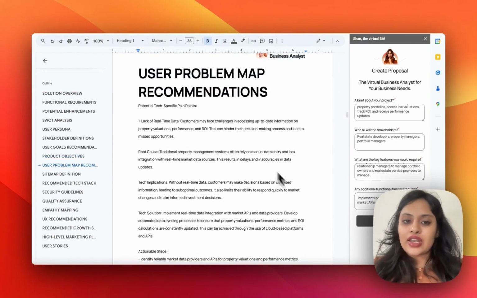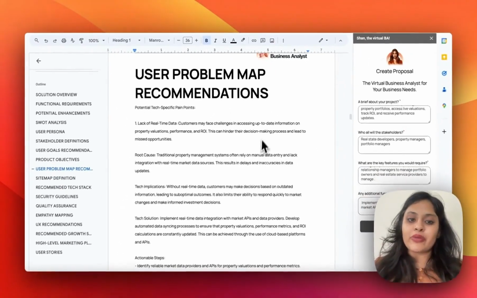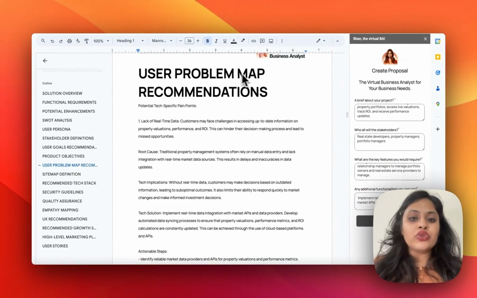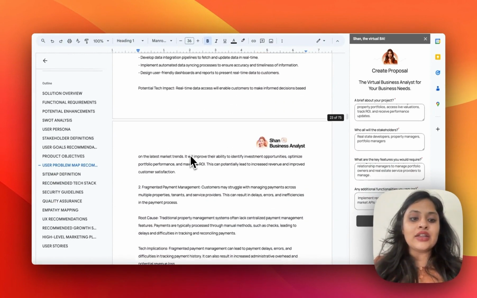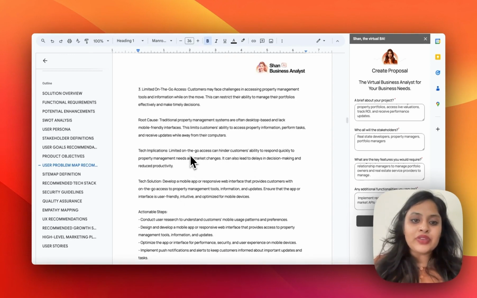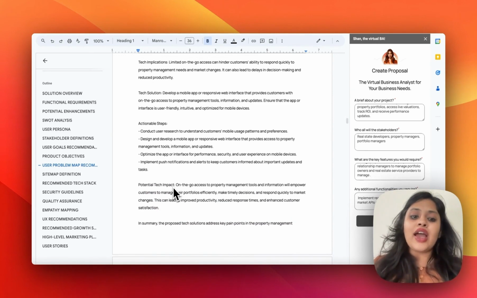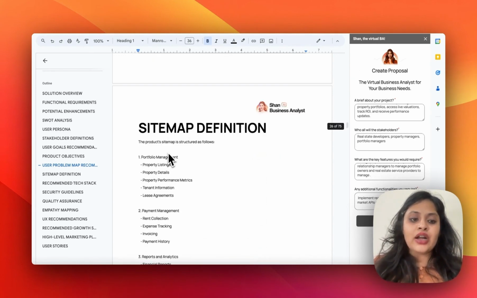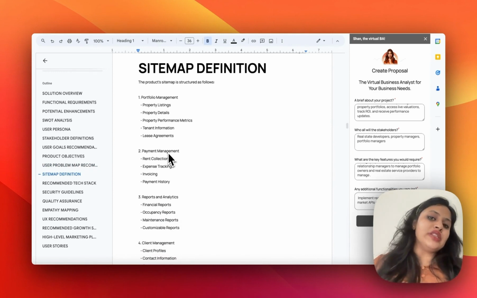It then goes ahead and talks about user problem map recommendation. So based on the user problem, what are the potential recommendations it has, and it gives you the root causes of those problems. As you can see, the limited what are the tech implications, tech solutions, and actionable steps for it. We will also create a video where we'll go in depth into all these.